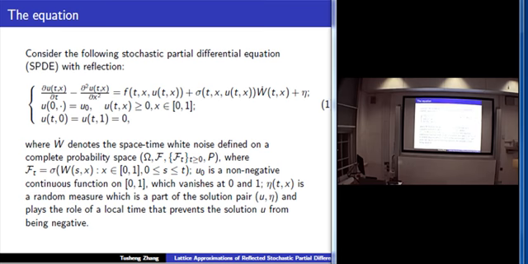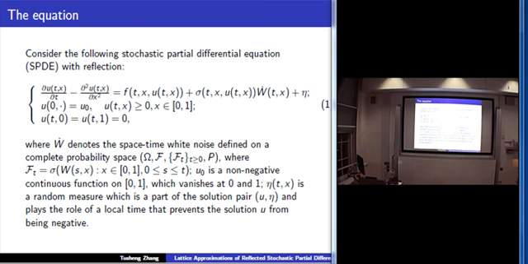Now we have an extra term, which is a random measure which plays the role of local time, because we are looking for the solution which is non-negative. That's what we call reflected SPDEs. Just like the ordinary SDE with reflection, you need some local time, you need some force to prevent the solution from being negative.